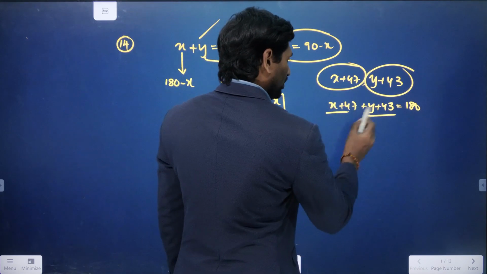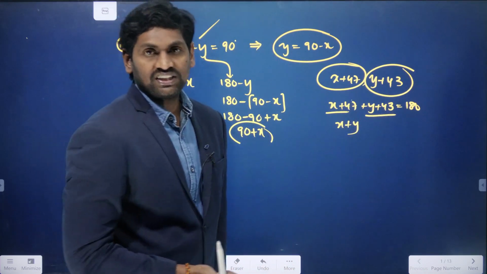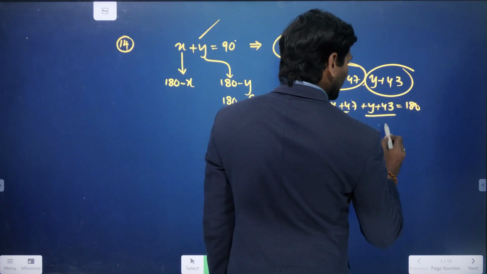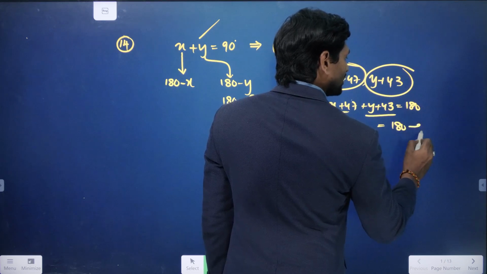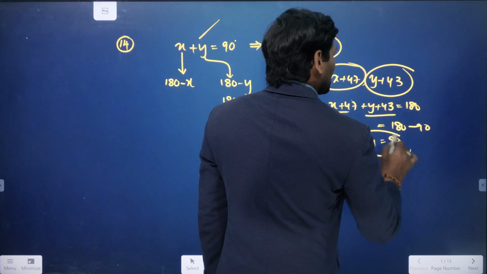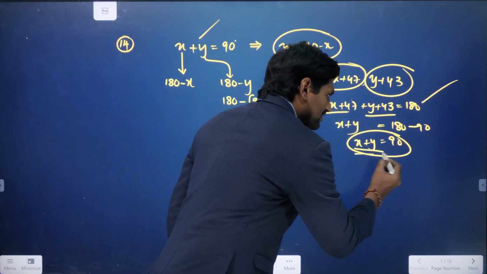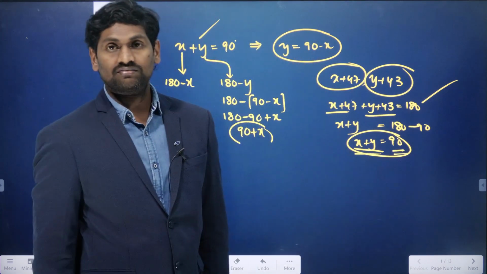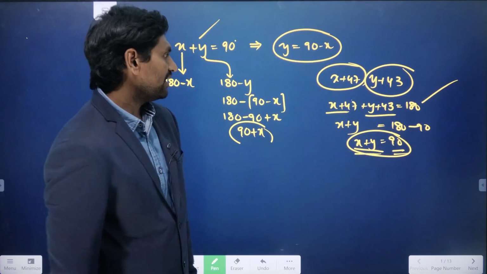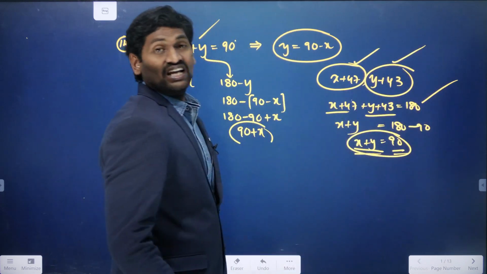Let us check. I have written the x plus y variables together, and 47 plus 43 is 90 degrees. Transposing 90 to this side, the given two angles satisfy that x plus y is equal to 90 degrees. Correct? So we can conclude that option 1 is the correct answer.